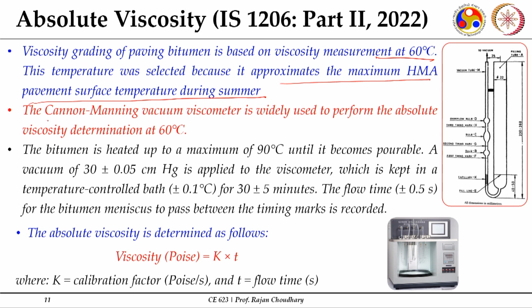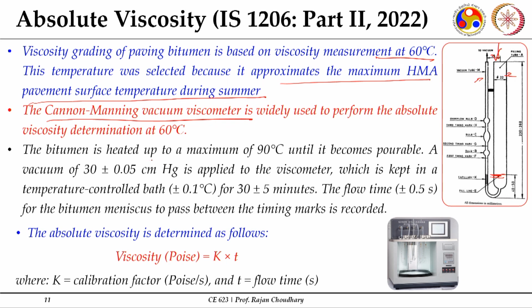And the Cannon-Manning vacuum viscometer, as I said, is the widely used capillary viscometer for determination of absolute viscosity. You can see this is a smaller mouth, this is a bigger mouth; this is a Cannon-Manning capillary viscometer tube. You will pour the bitumen in the wider mouth, and once it is poured, you can see this is the mark which you have. Thereafter you will apply a standard vacuum on this other end.